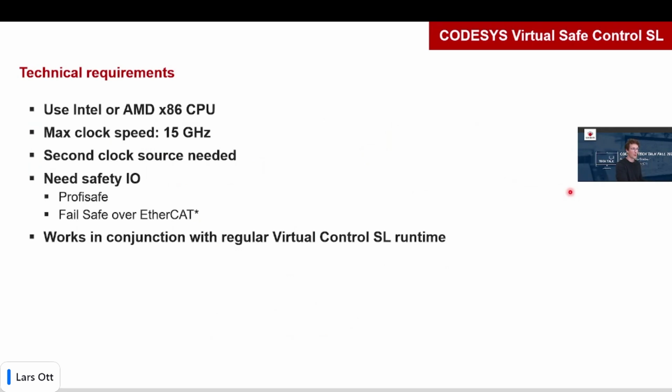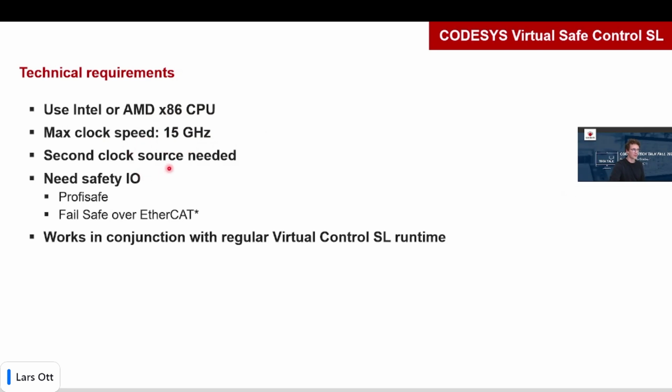Now the technical requirements for you. Currently we only support Intel or AMD x86 CPUs. So it's your normal i3, i7, Ryzen. They all work. The only limit on them is they can't be faster than 15 gigahertz. I personally haven't seen any chip that violates that rule. So if you find one, let me know. I'll buy it for my gaming computer. It's mostly a theoretical limit because you've got to do the math with something.